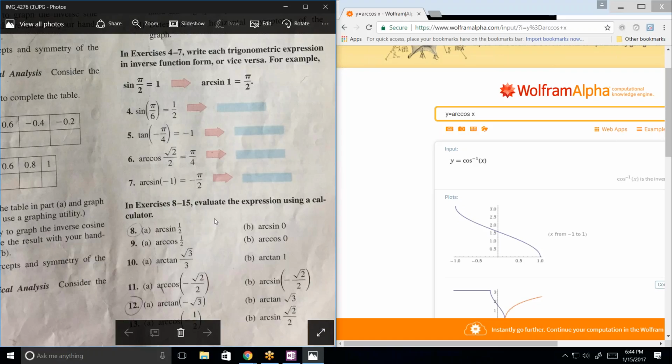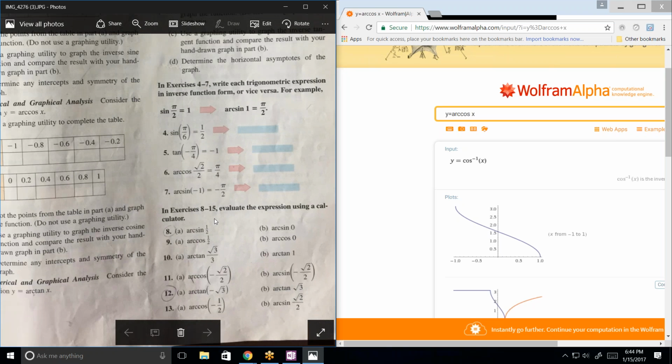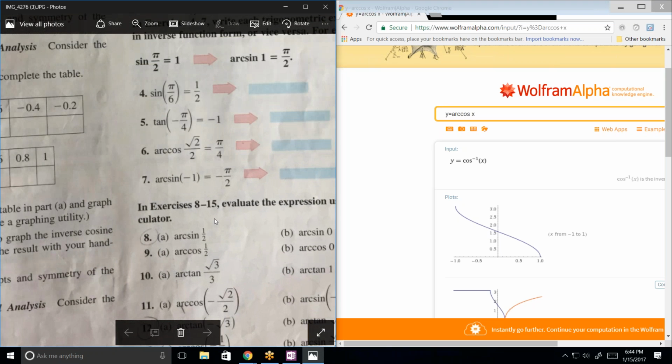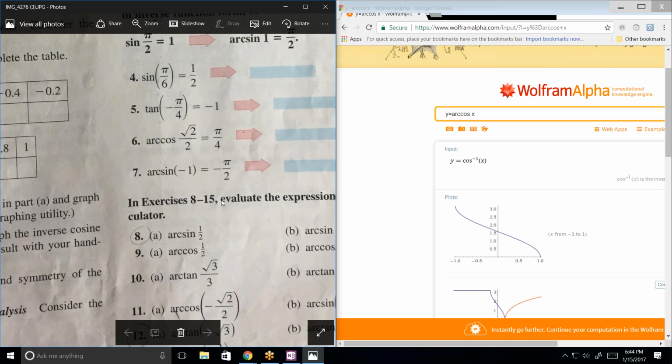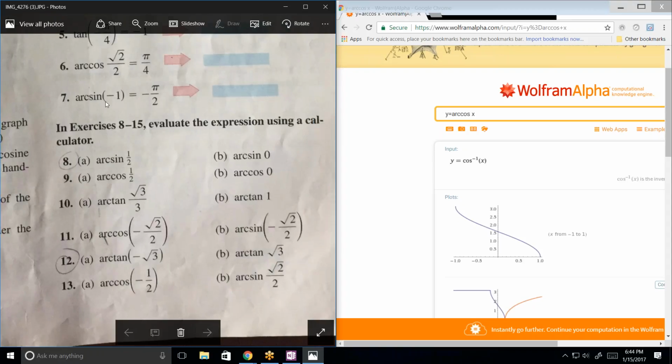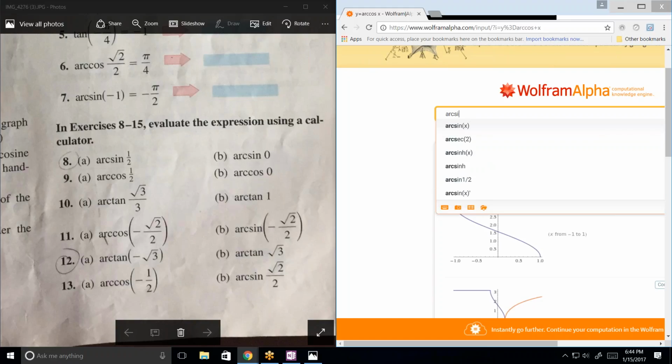And 8 through 15, it says evaluate using a calculator. Well, yeah, you'd put it in exactly as I would put this in here. In fact, let me do 1 or 2 of them on Wolfram Alpha. And I'm going to do exactly what I'm looking at.